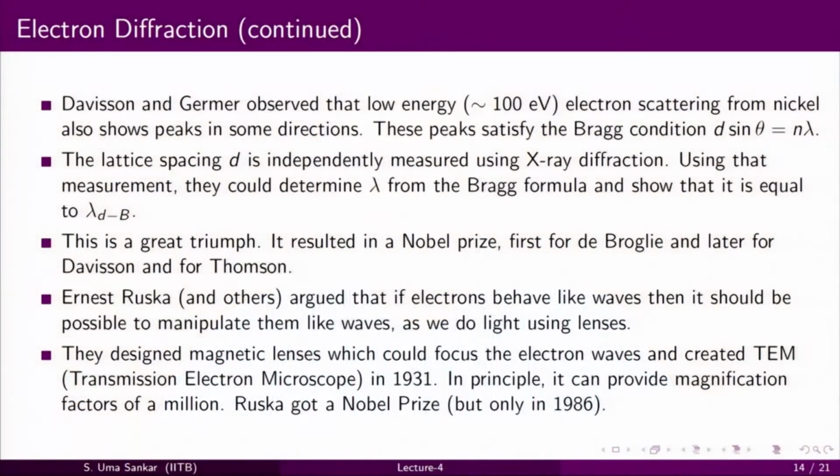So, when de Broglie proposed that electrons should have wave-like properties, then the obvious thing to do is to see if electrons show this diffraction. Two sets of people did experiments regarding electron diffraction, one group in the US and one group in England.